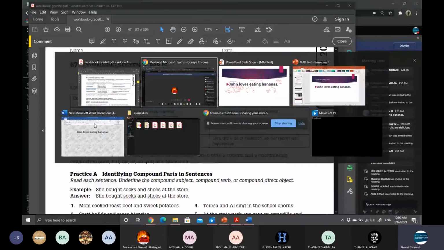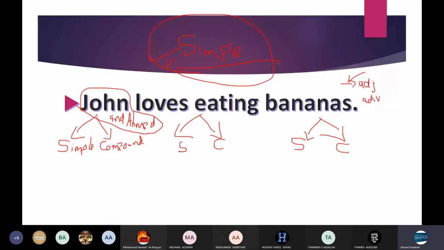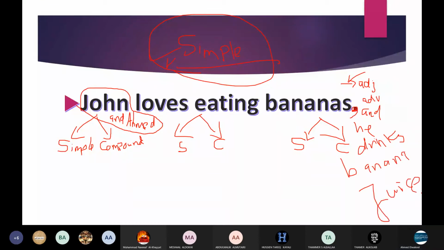But what if I just wrote two? So I can here write John loves bananas, comma, and he drinks banana juice. So in this case, I have one independent clause and another independent clause. Along with the comma and the coordinating conjunction, we have a compound sentence.